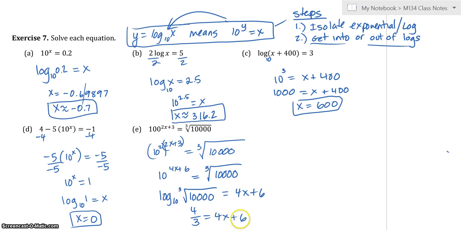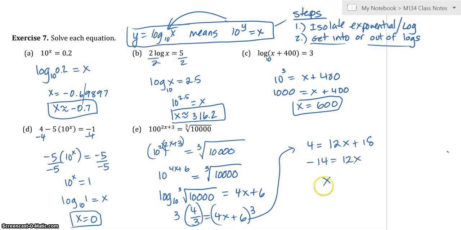Then I'm just going to solve this. I can subtract 6 or divide by 4, but you could just multiply by 3 to get rid of the fraction. Multiply the left by 3, the right by 3. Subtract that 18, and I am done. I could reduce that. Here is the answer. I reduced it to -7/6.